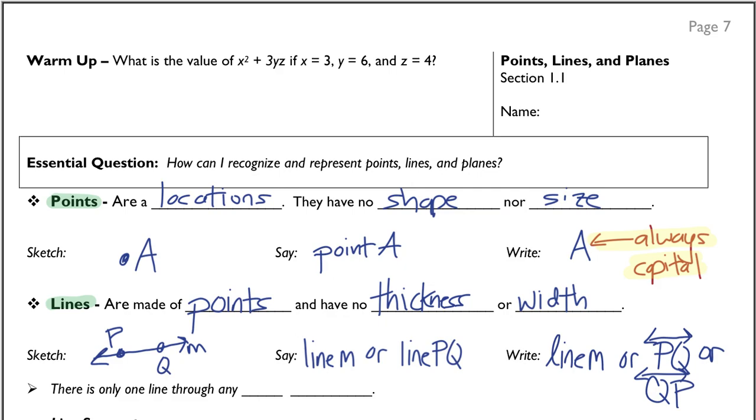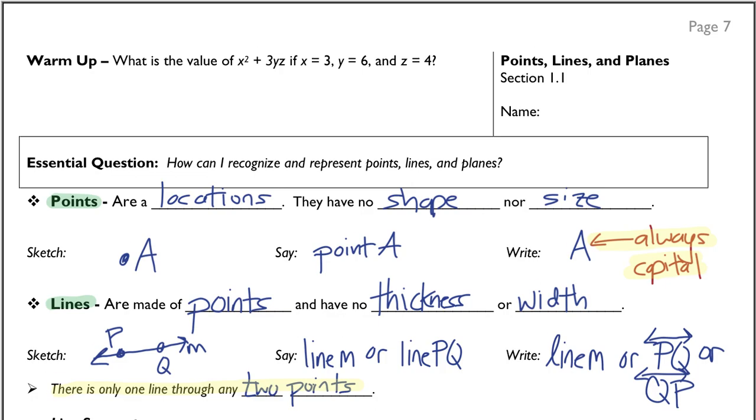Now, there is only one line through any two points. So we're going to talk about this later, and it is a postulate we're going to talk through. And this is also a piece of key information that you need to know. So we're going to highlight that in yellow.